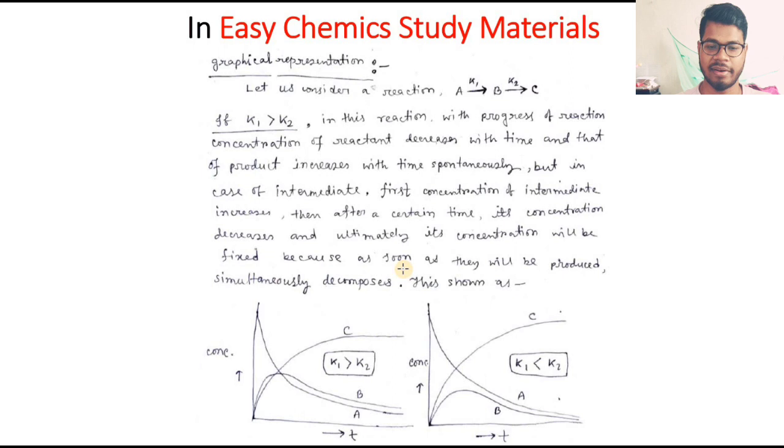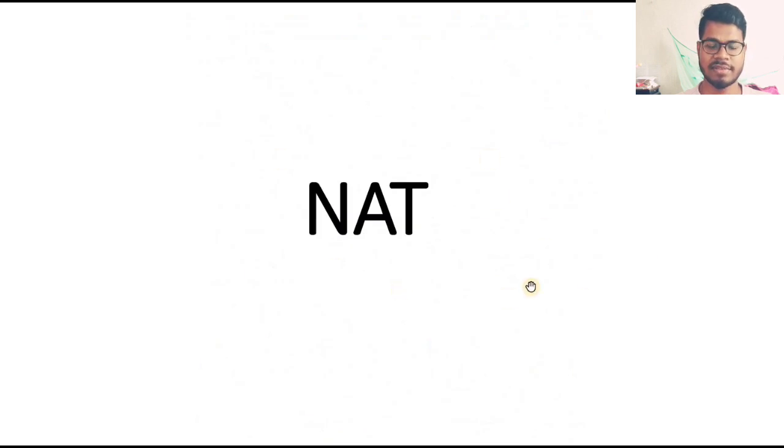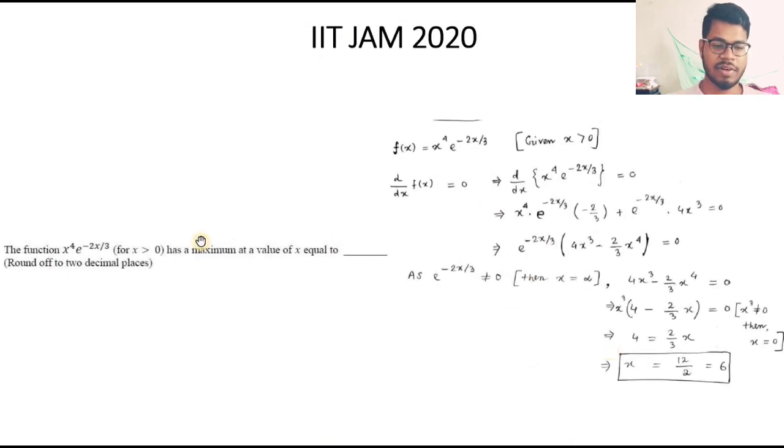This is the screenshot of my material. Now coming to the NAT section. For the first question, just see the question. You just have to differentiate this and set it to 0, to get the maximum or minimum value.